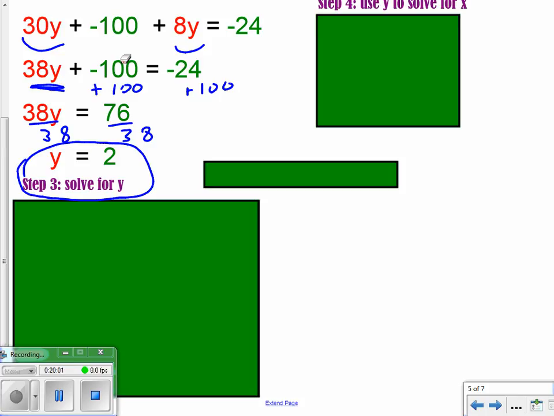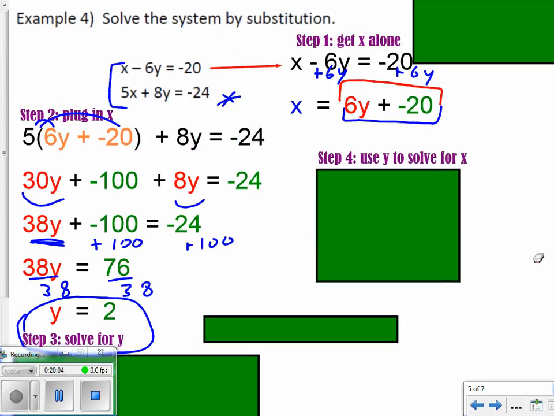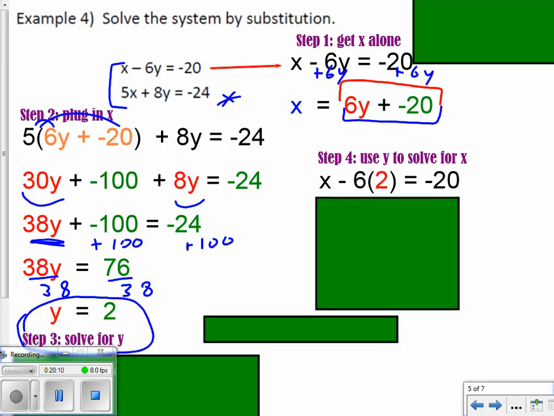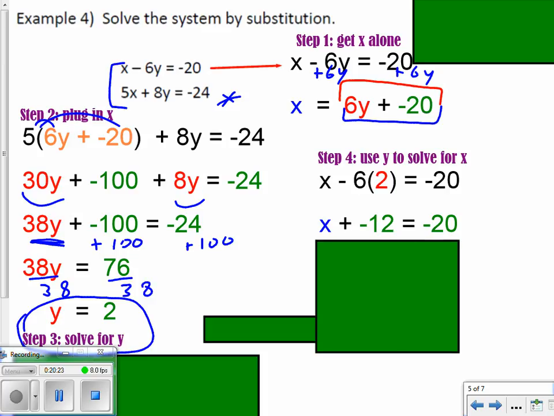Now that we have y all alone, we can plug it back into our other equation, one of our original ones, and use y to solve for x. So instead of saying x minus 6y equals negative 20, I know y is 2, so I can say x minus 6 times 2 equals negative 20. When I do that, again, we think of this minus 6 as like a negative 6. So negative 6 times 2 would be a negative 12. So x plus negative 12, or you can think of it as x minus 12 equals negative 20.